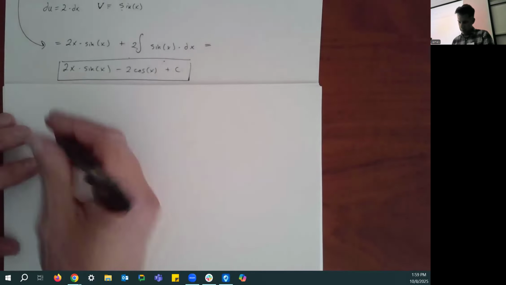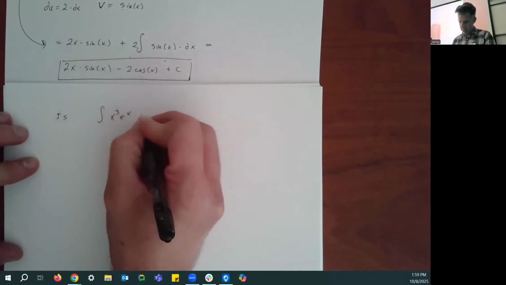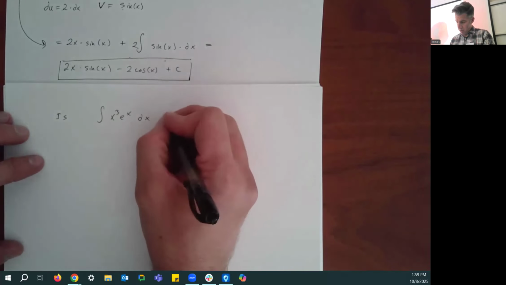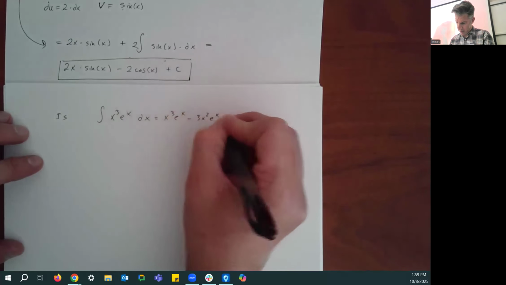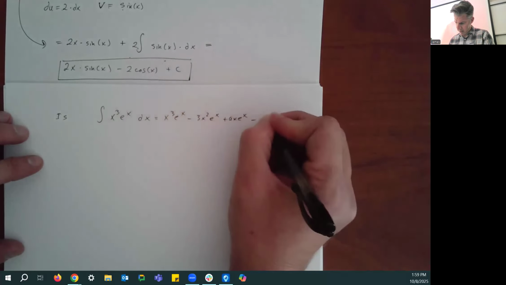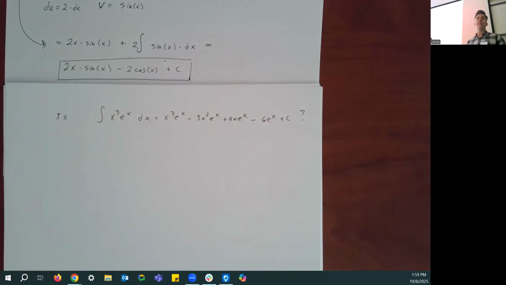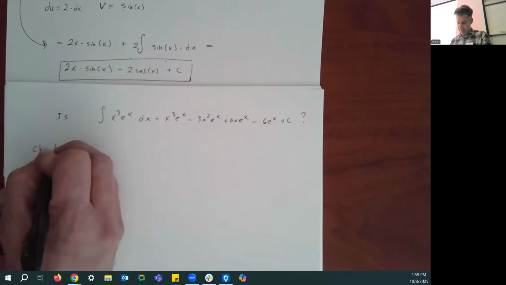So if I asked you, is the integral of x cubed e to the x dx equal to x cubed e to the x minus 3x squared e to the x plus 6x e to the x minus 6 e to the x plus c, you would not check it by doing the integral. For those of you curious how I did that, it's a trick. I'll show you later. But the way you would check that is by taking the derivative.